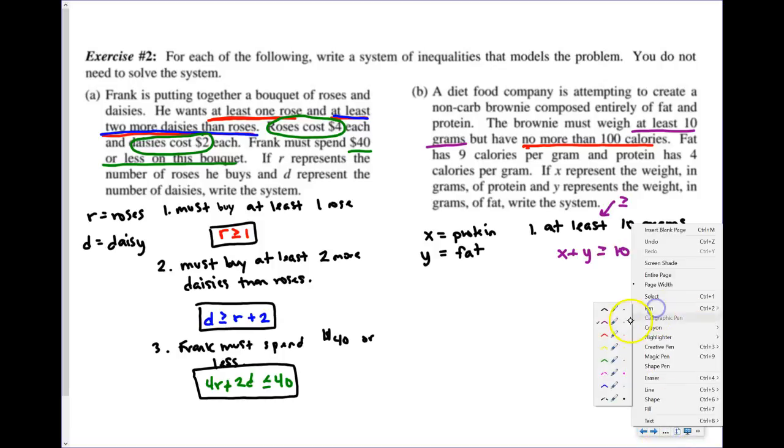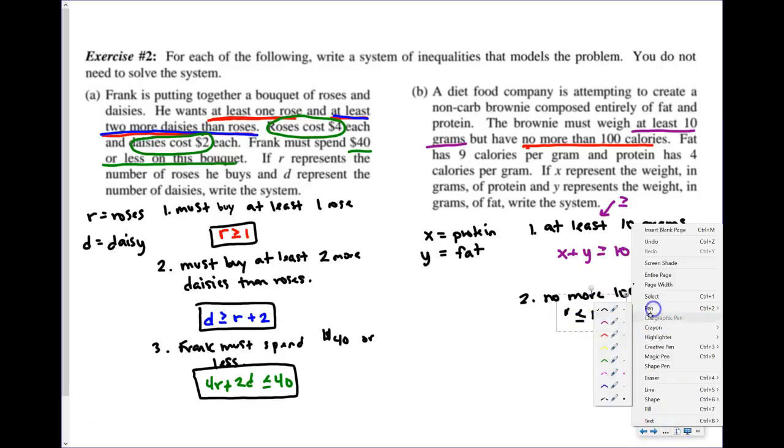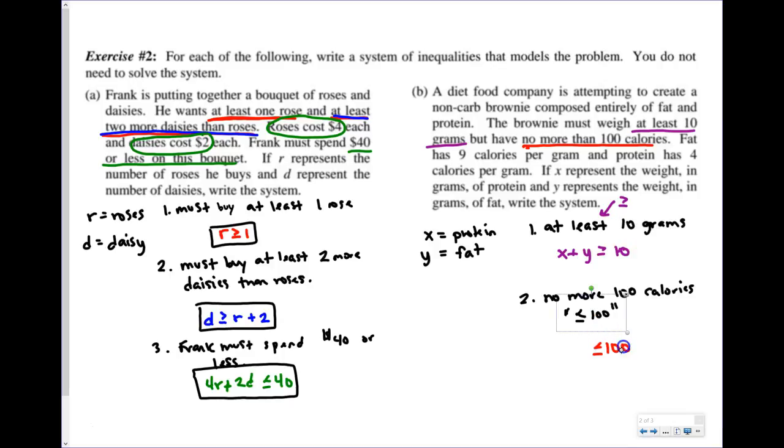The second piece of information says that it can't be any more, no more than 100 calories. This is a fancy way of saying it's got to be less than or equal to 100. Right? It can't be bigger than 100. So when I write this, I'm going to put less than 100. And I know that I've got 9 calories per gram with fat, and protein has 4. So fat is 9, so that goes with Y. So I'm going to have 9Y plus 4X has to be less than 100. Okay?